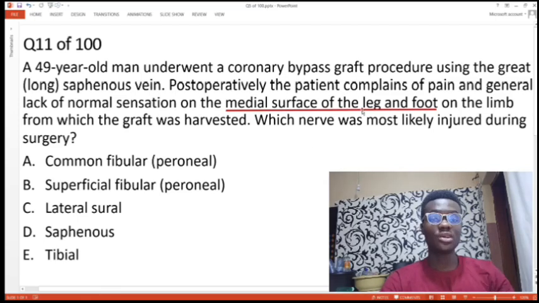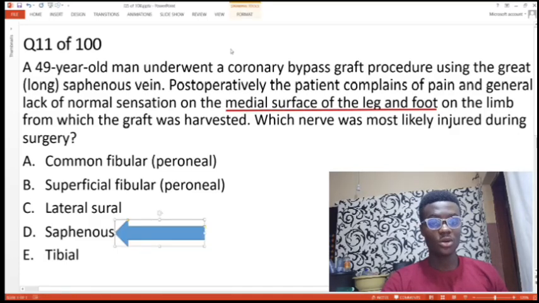And don't forget, the cutaneous innervation to these places is actually from the saphenous nerve, right? L4 to be specific. So the correct answer is the saphenous nerve, which is option D. So, option D is the correct answer. So, let's check why other options are wrong.